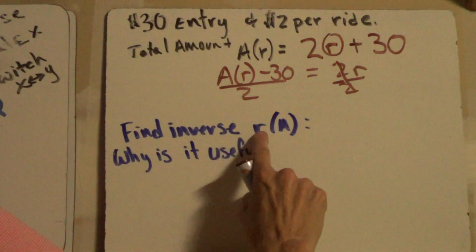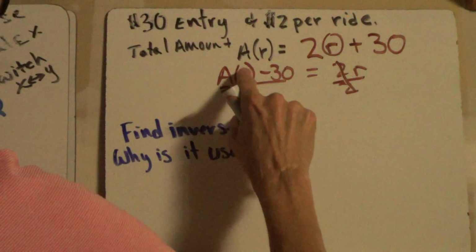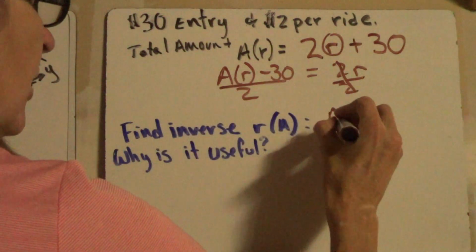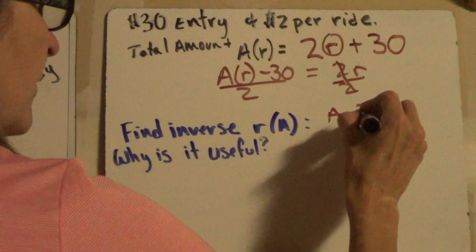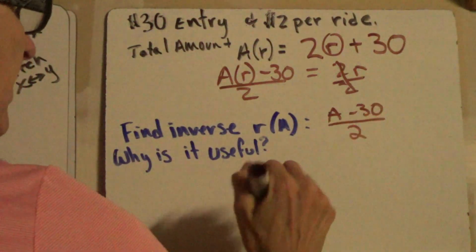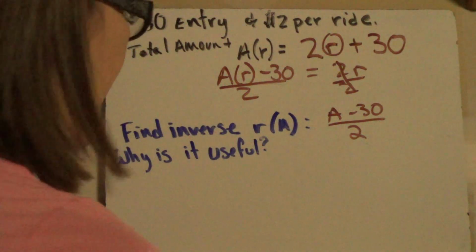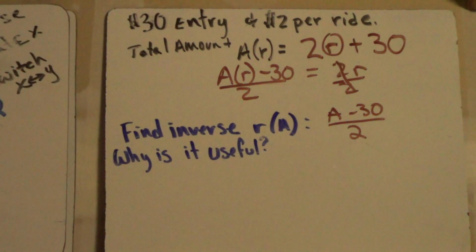Now this has become our dependent variable, our number of rides. So we want to switch this to just being our total amount of money. So if we subtract 30 from our total amount of money, divide the answer by 2, we'll know the number of rides that we can take. That's why it's useful, is you can look in your pocket and say, oh, okay, here's how I do it. And quite honestly, I think all of you have done inverses when you end up in those situations.